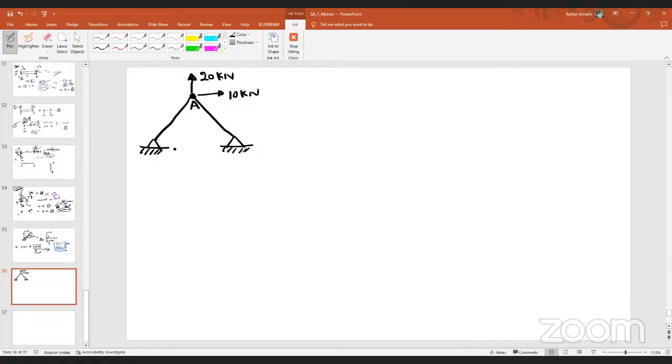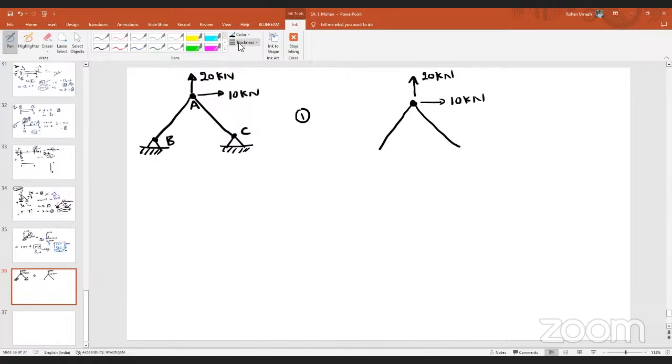Let us say this is A, this is B, and this is C. In a first way, I will consider the free body diagram of the entire truss. How can I represent the free body diagram of the entire truss? I will remove the supports B and C. This is the entire truss I have considered. This is the load 20 kilonewton acting in upward direction. This is the load 10 kilonewton.